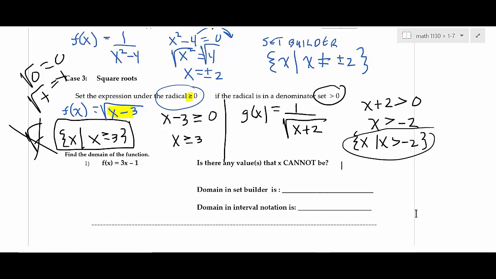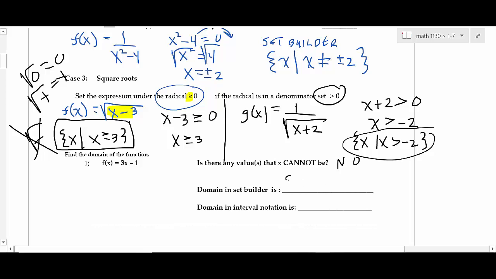My question is, is there anything that x cannot be? I can't think of any number that I cannot multiply by 3. You can't either, right? So the domain's everything. Anytime you have a linear function, this answer is automatic, so you don't even have to think about it. Basically, is there any value that x can't be? No.